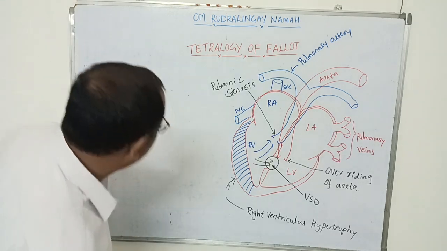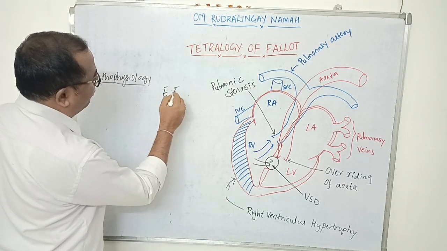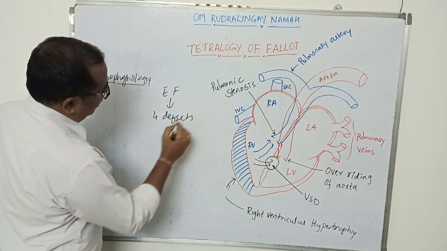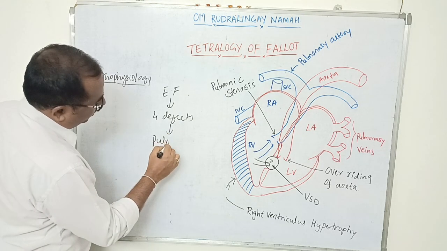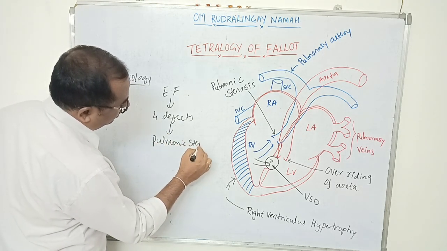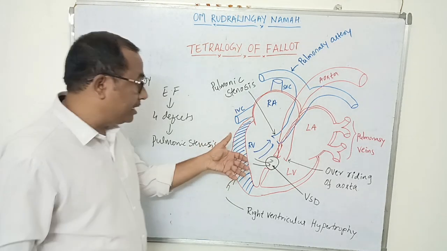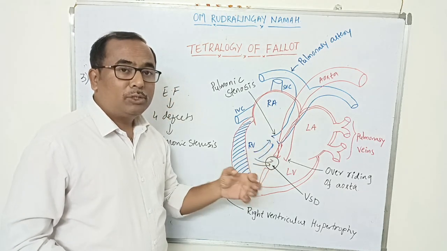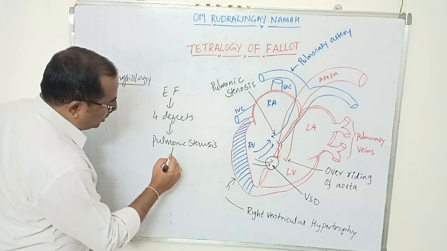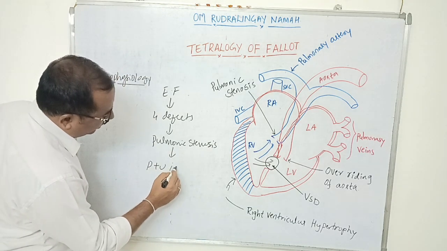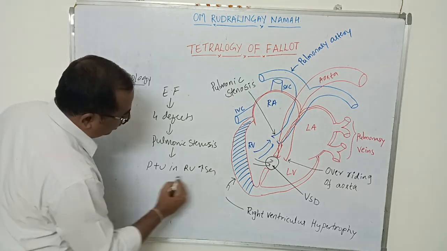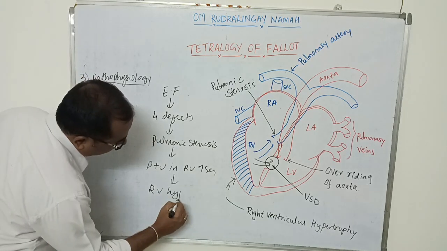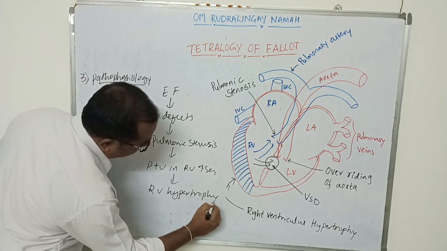Next, on the other side, pathophysiology: due to etiological factors, there are 4 defects, and mainly because of pulmonary stenosis. There is an obstruction in the flow of blood from right ventricle into the pulmonary artery due to inability of pulmonary valve leaflets to open completely. So because of this pulmonary stenosis, the pressure and volume in right ventricle increases. Because of this, as I have told you, right ventricular hypertrophy and hyperplasia.